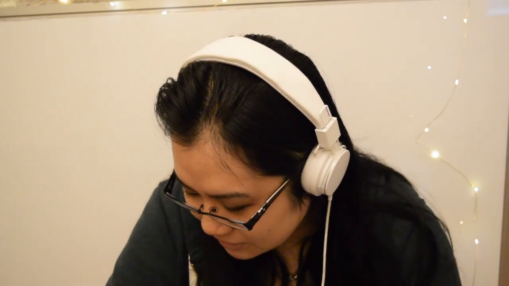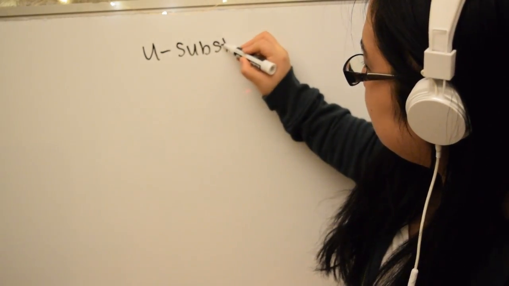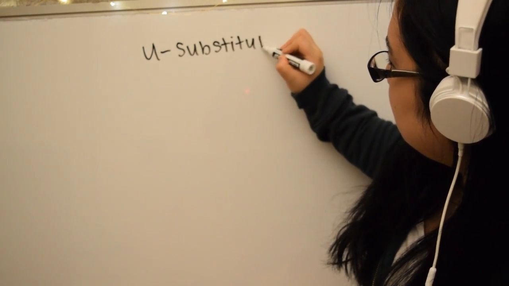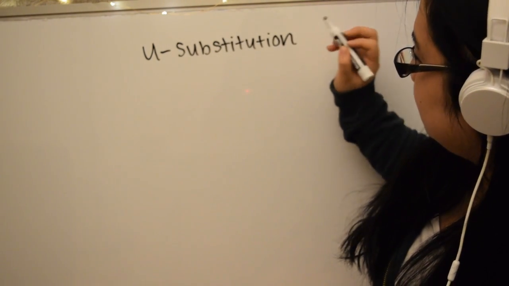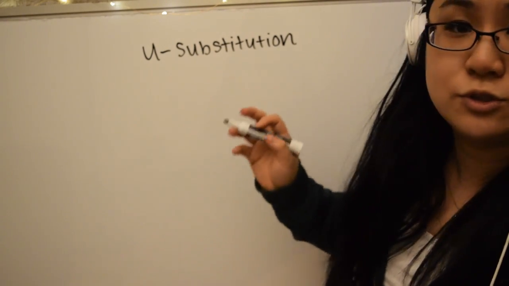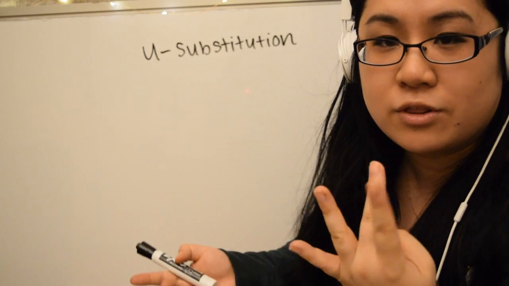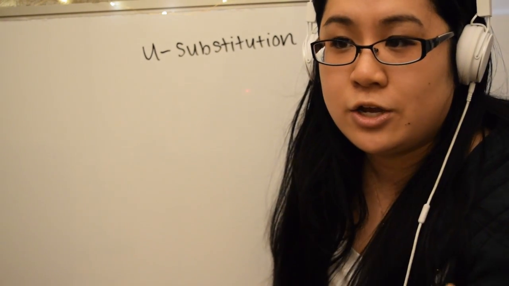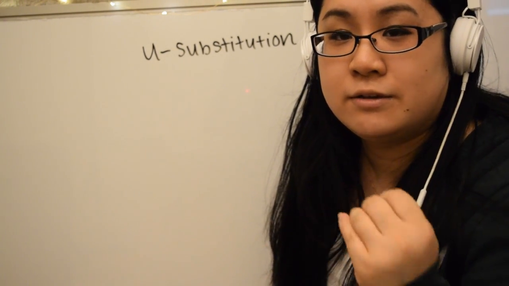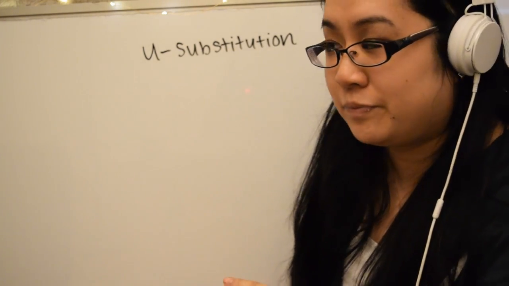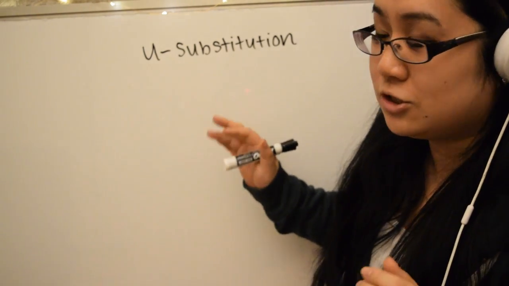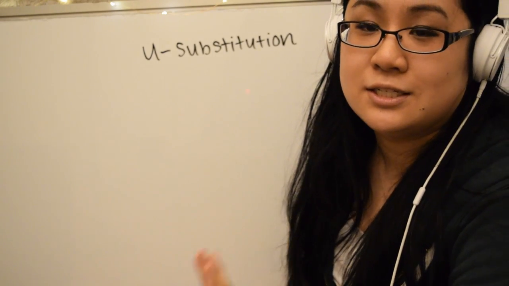So, U-Substitution. Okay, so let's start. U-Substitution. For integration by parts, we had 4 things we needed to find: u, dv, v, and du. This is actually just u and du.